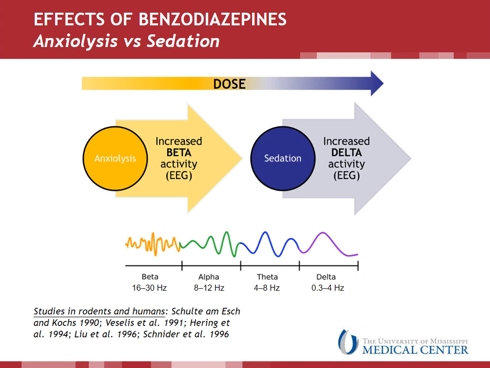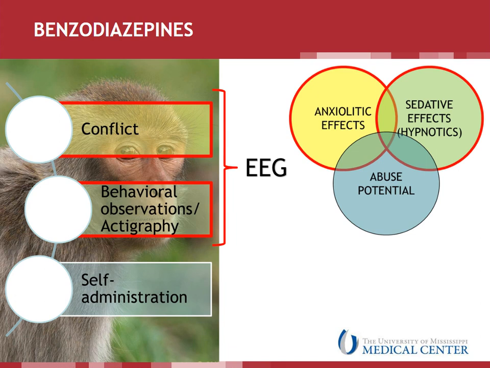Therefore, based on these findings, we hypothesized that in rhesus monkeys, lower anxiolytic doses would be associated with increased beta activity, while higher sedative doses of benzodiazepines would engender increased delta activity instead. If these assumptions were correct, we would then be able to evaluate both anxiolytic and sedative effects of benzodiazepine drugs in monkeys simply by using EEG.